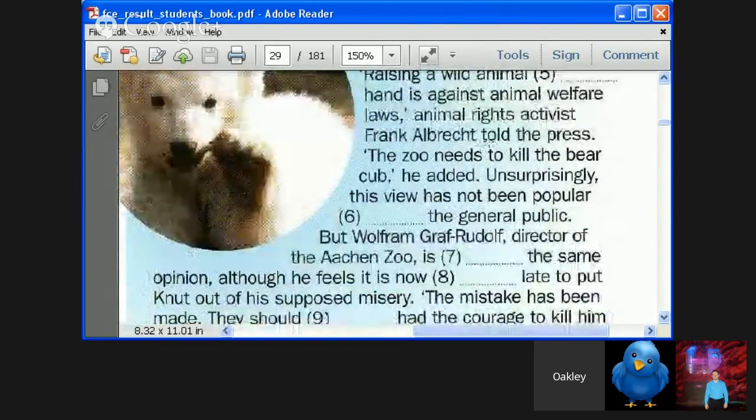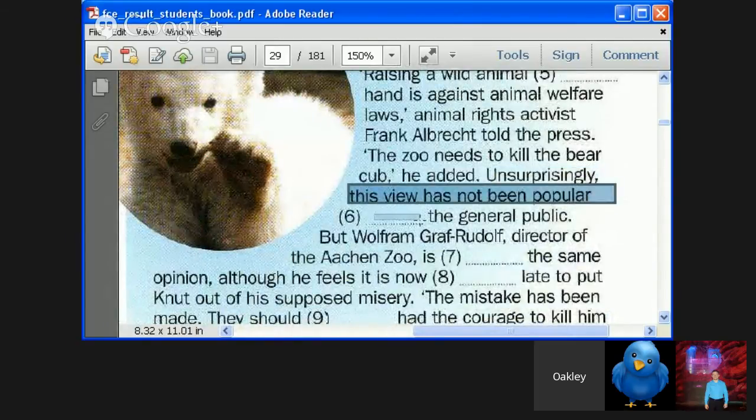Okay, that was the question. Now, you could think, unsurprisingly, this view has not been popular with the general public, or maybe even in the general public, but frankly, in a magazine, this type of article, the language you would most commonly see is a little bit more formal, but not overly formal, not academic, but not informal or conversational. Somewhere in the middle. I agree with you completely. Has not been popular among the general public is a pretty standard phrase for magazine and newspaper writers.